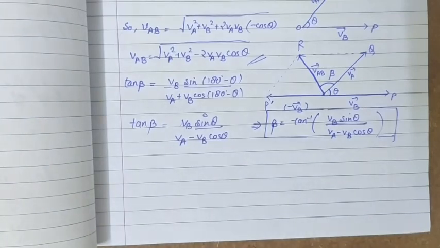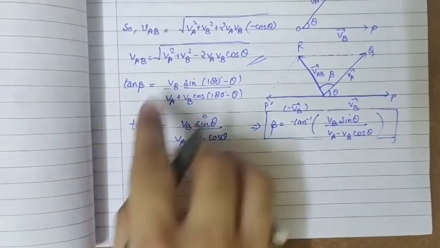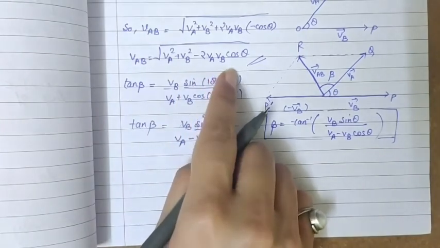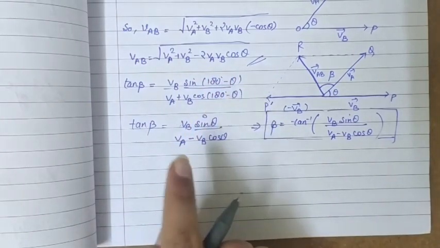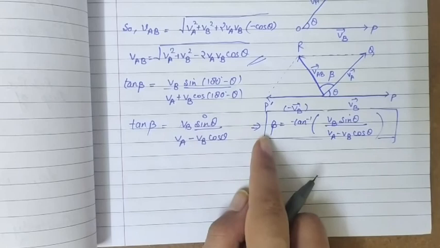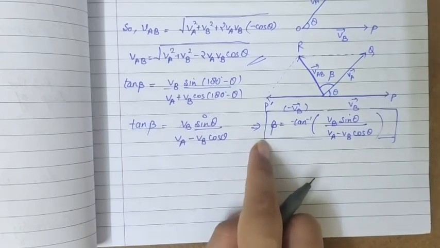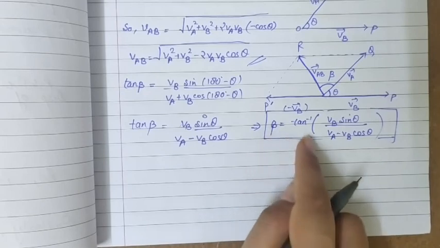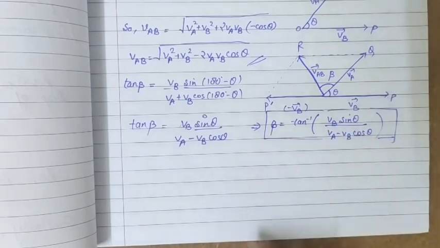So this is the required value of beta which is used to explain the direction of relative velocity. The relative velocity VAB has magnitude under root VA square plus VB square minus 2 VA VB cos theta, and its direction is defined by an angle beta from VA vector, and that has value tan inverse VB sin theta upon VA minus VB cos theta. This gives the direction of relative velocity VAB.